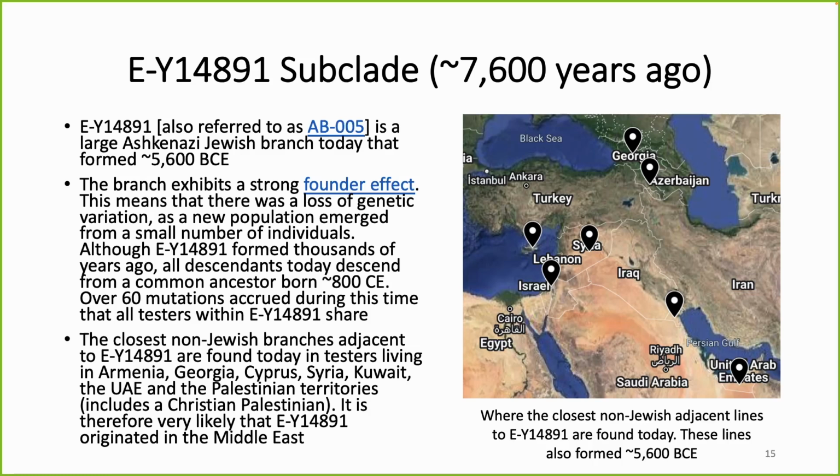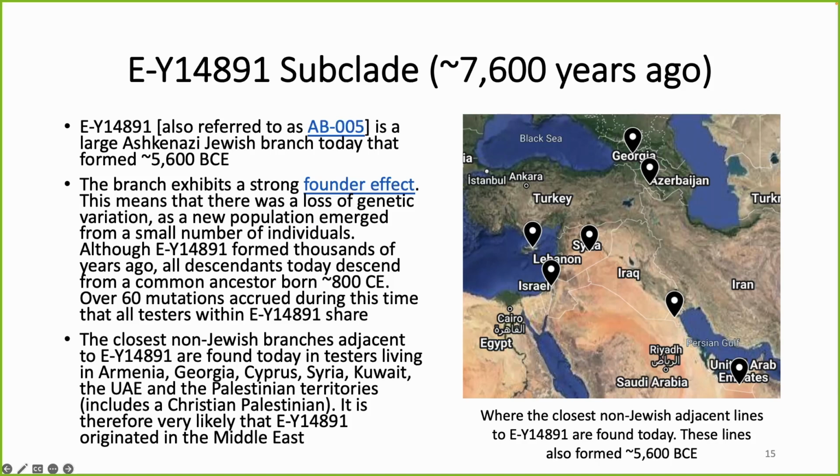everyone who's part of EY 14891 shares over 60 mutations that differentiate them from all these other testers. That's a long period of time. If every new mutation is somewhere between 50 and 150 years, and there were 60 mutations that all these testers share, that they don't share with any of these testers, that is a marker of time and why they only connect with these testers very far back in time.